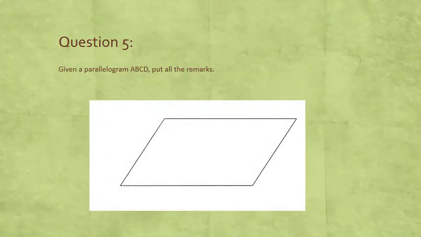Now let's move to question number 5. We have a parallelogram ABCD. We need to put the remarks. It's easy, Hassan. Use the ruler, Hassan, to draw the diagonals. Okay. The opposite sides are equal and parallel, so they should have the same remark.